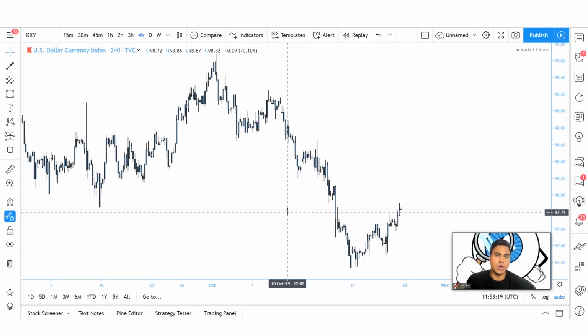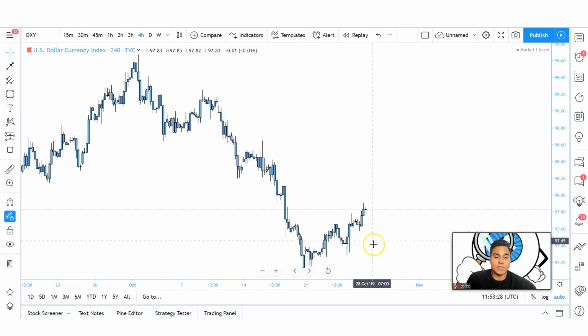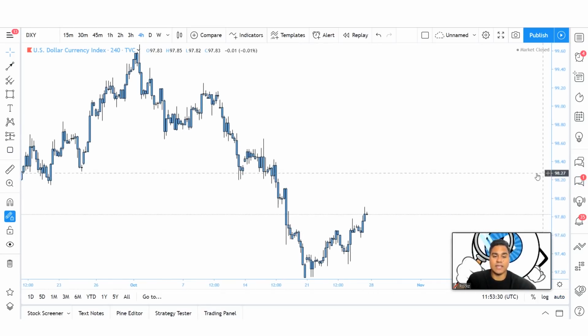And just remember, these are not signals. This is just my opinion on the market to help direct you if you choose to follow the directional bias that I'm illustrating. So the first pair that we'll take a look at is the dollar index.